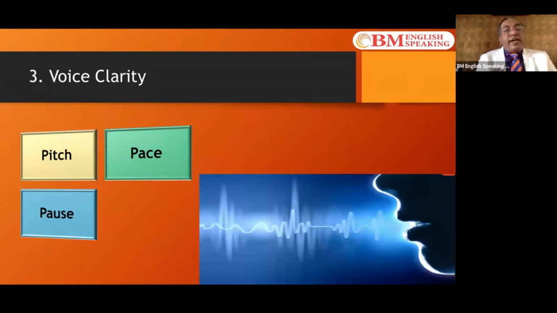And then comes the third and very important aspect to develop voice clarity, which is pause. You need to know that you need to pause at certain times. When you pause while speaking, it allows the person who is listening to absorb the information that you have shared. If you keep on speaking non-stop, the person is not able to absorb. So it's very important that you take the right pauses. It is said that pause is very dramatic.